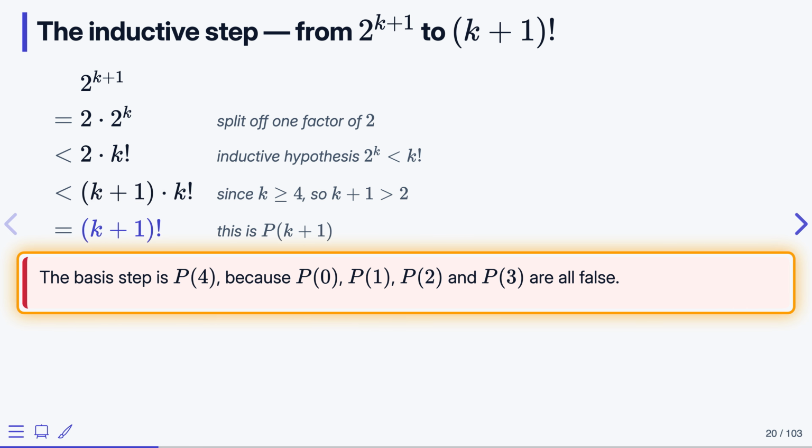Now you can see why we started at 4. For n equals 0, 1, 2, and 3, the claim is false. So the basis step must begin at 4.